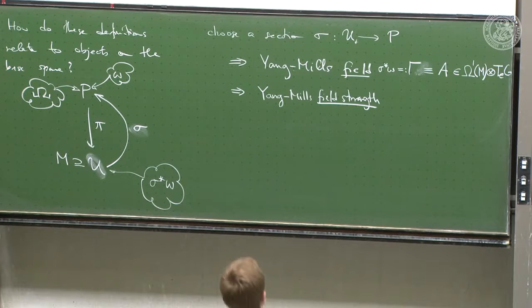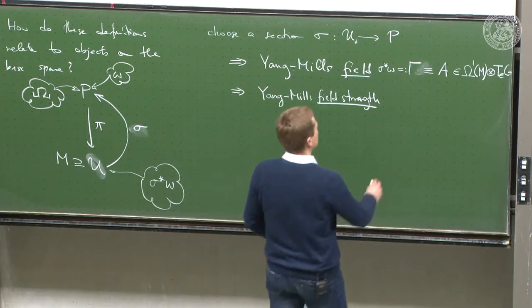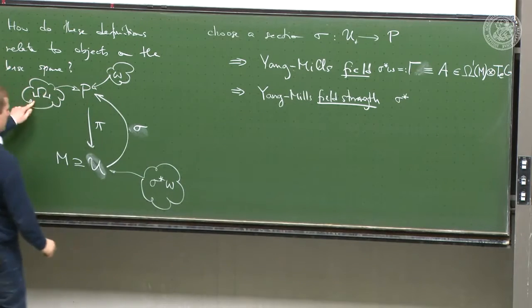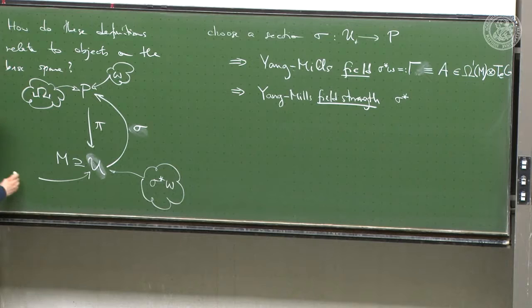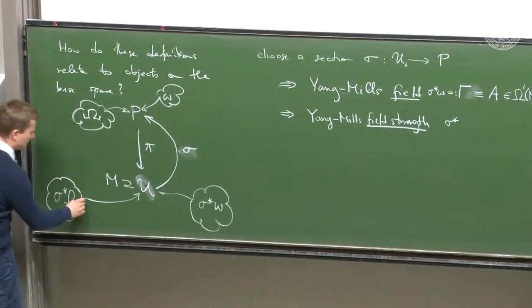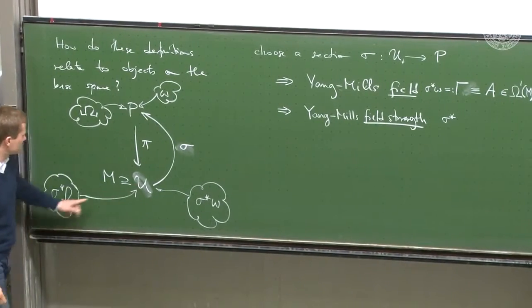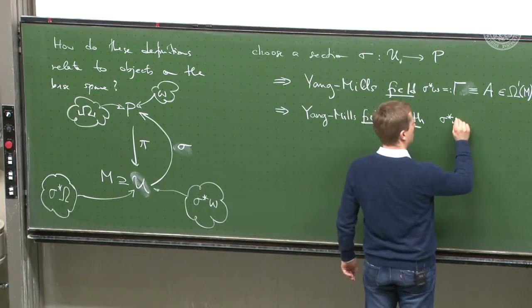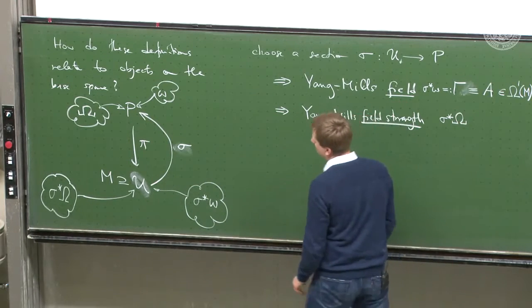And the Yang-Mills field strength is defined as the pullback of, you guessed it, the curvature. So under the same section, we may, of course, also pull back this Lie algebra valued 2-form, so that it lives down there. And that's then this guy.